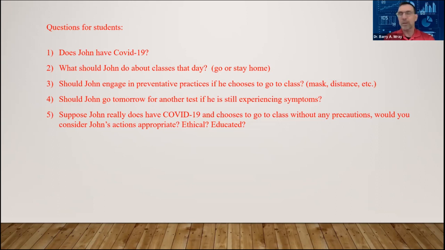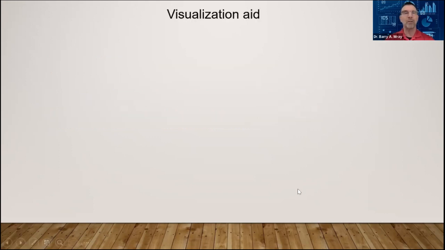And then really kind of the interesting one I think students will have fun with, is if John is going to class without precautions, is that really appropriate? Is it ethical? Is he very educated on statistics? Because statistics is a probabilistic technique, and we really need to understand statistics.